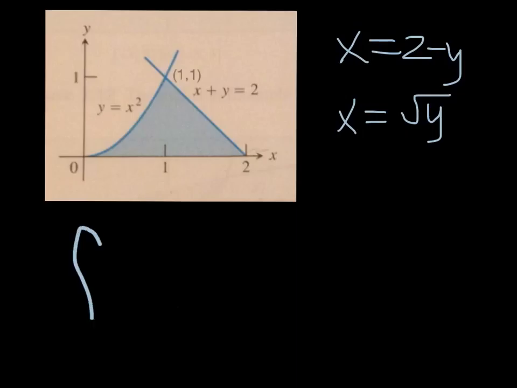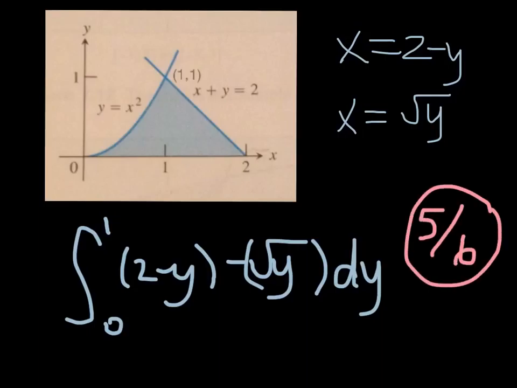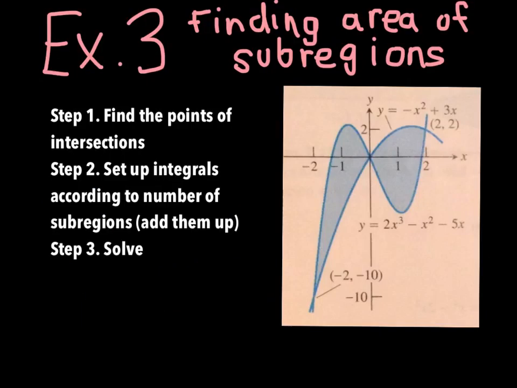So it's the integral from 0 to 1 of the right curve, which is 2 minus y, minus the left curve, which is the square root of y, dy. When you plug that into the calculator, you get 5 over 6, or 0.833, and that's the area between the two curves.